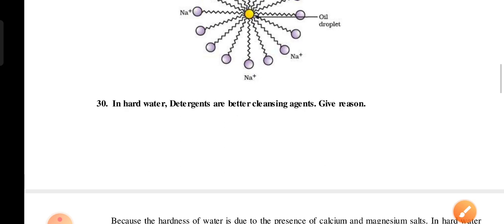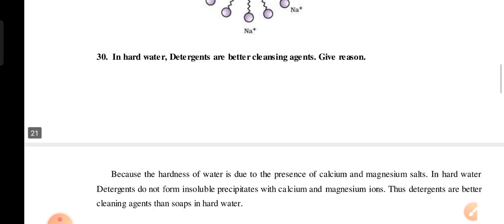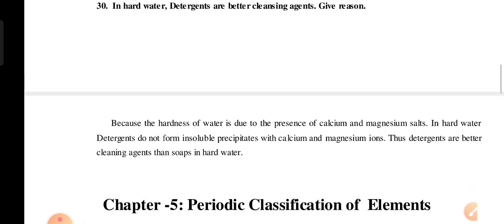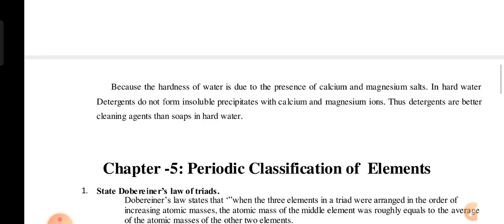In hard water, detergents act as cleaning agents. Give reason. Because the hardness of water is due to the presence of calcium and magnesium salts. Detergents do not form insoluble precipitates with calcium and magnesium ions. Thus detergents are better cleaning agents than soaps in hard water.